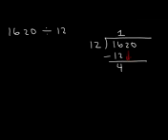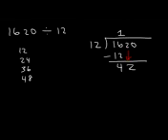How many times does 12 go into 42? If you're not sure, make a list. 12 plus 12 is 24. 24 plus 12 is 36. 36 plus 12 is 48. 12 times 1 is 12. 12 times 2 is 24. 12 times 3 is 36. 12 times 4 is 48. 48 exceeds 42. So we have to stop at 36.